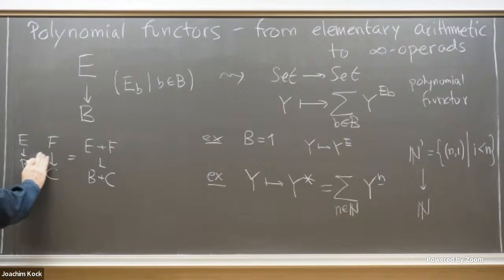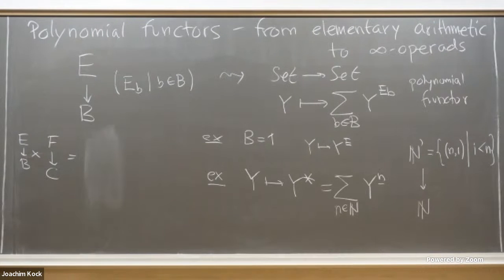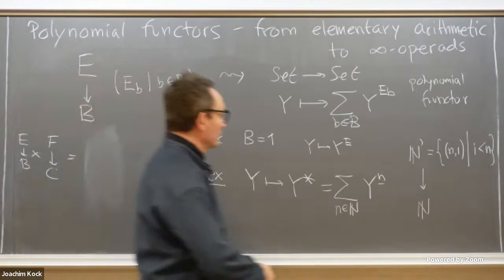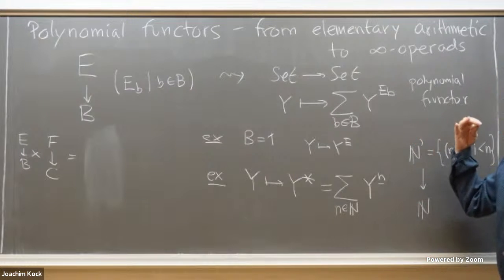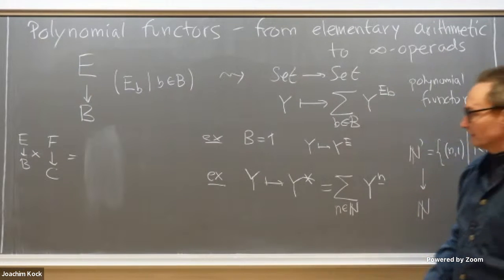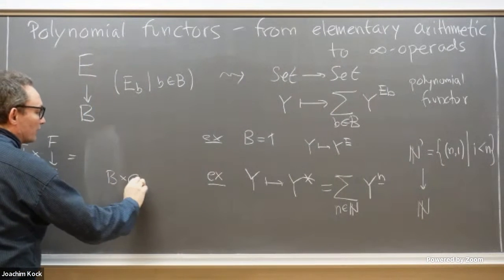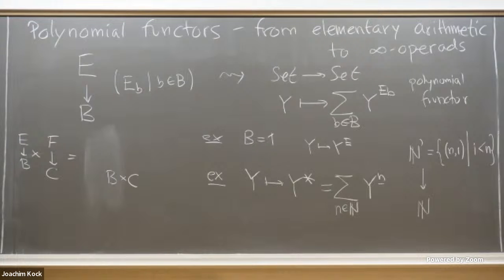Allow me to reuse here. So what should be the product of two polynomial functors? Well, you write them out. You use the distributive law to shuffle it into this form again, and then you find that you have to multiply the bases, and then you have to do the following.